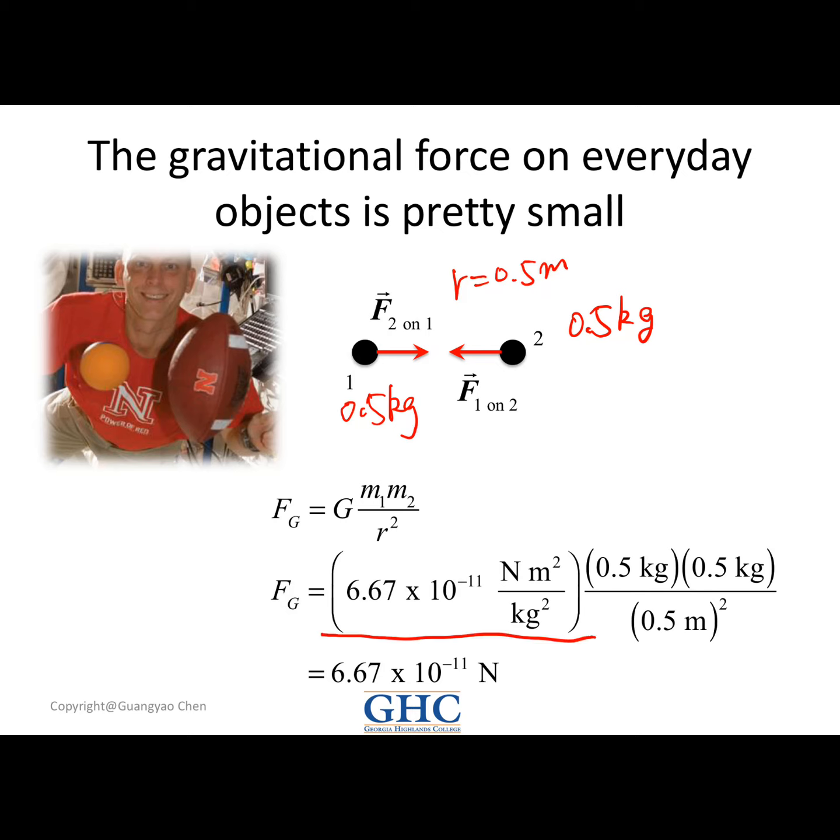So G, the gravitational constant, mass of object 1, mass of object 2, over the distance between them squared. You find that the force is 10 to the negative 11 Newton, which is very, very small, and we cannot sense it in our everyday life. But in our everyday life, we can sense the force from the Earth, right? The gravitational force, which is our weight.